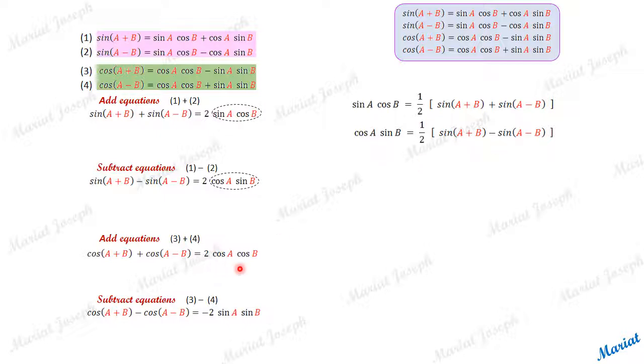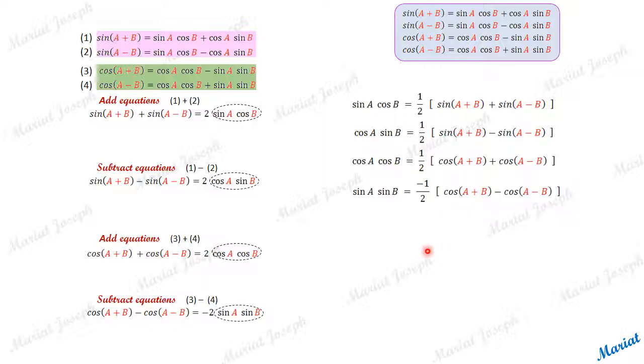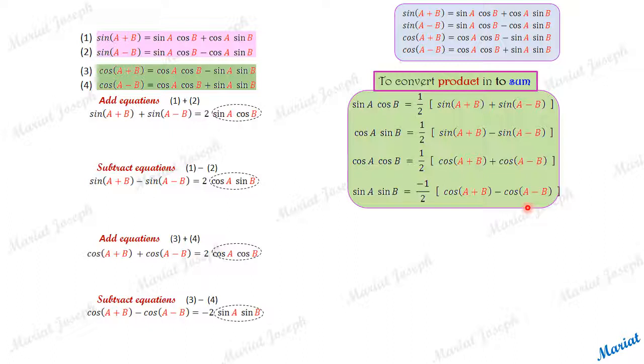The third one now, cos A cos B. This is yet another product. Cos A cos B is half of cos(A+B) plus cos(A−B). Once more, the product is converted into two terms. Lastly, sin A sin B is, due to this minus 2, minus half of cos(A+B) minus cos(A−B). So these four formulae generally help us to convert products into sums. We turn them into two terms.